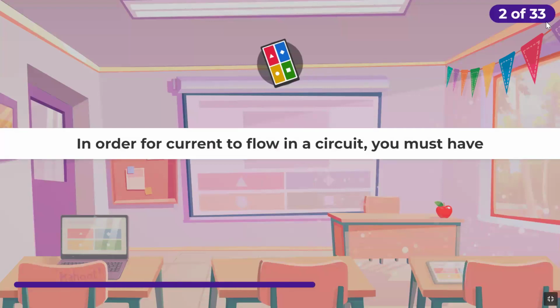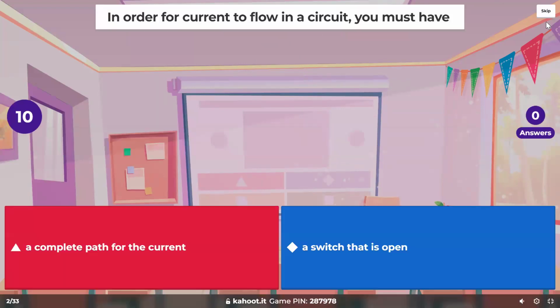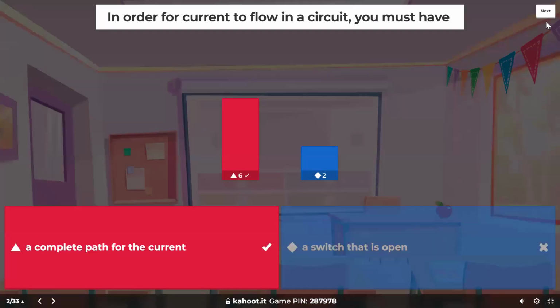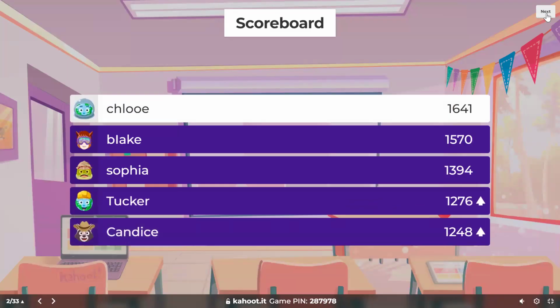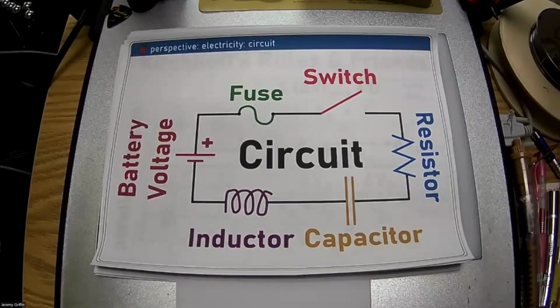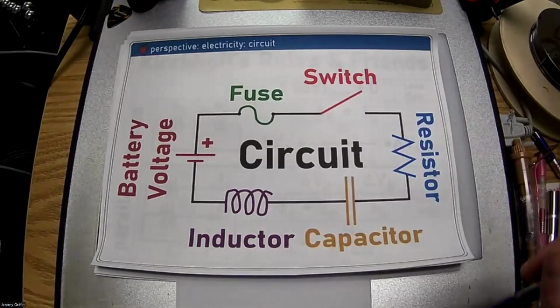In order for current to flow in a circuit, yeah, you have to have a complete path for the circuit, which is also called a closed switch, closed circuit. Okay. Please flip over to my reference posters. Whoops, wrong button. This one right here. Here we go. Okay, so here's a circuit with a bunch of stuff on it.